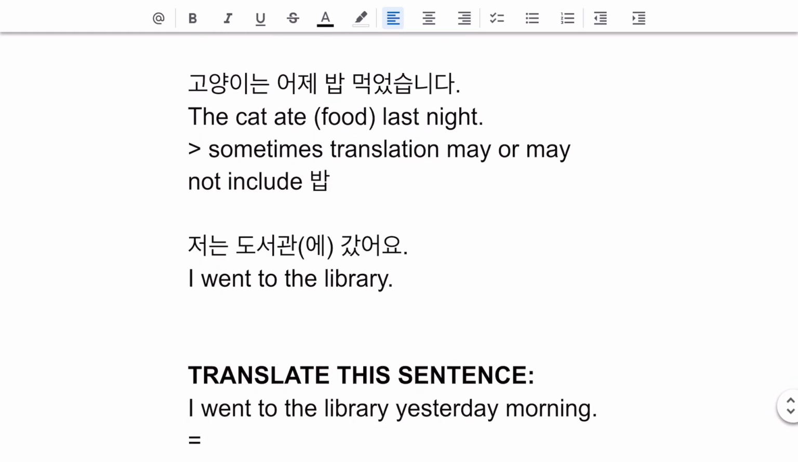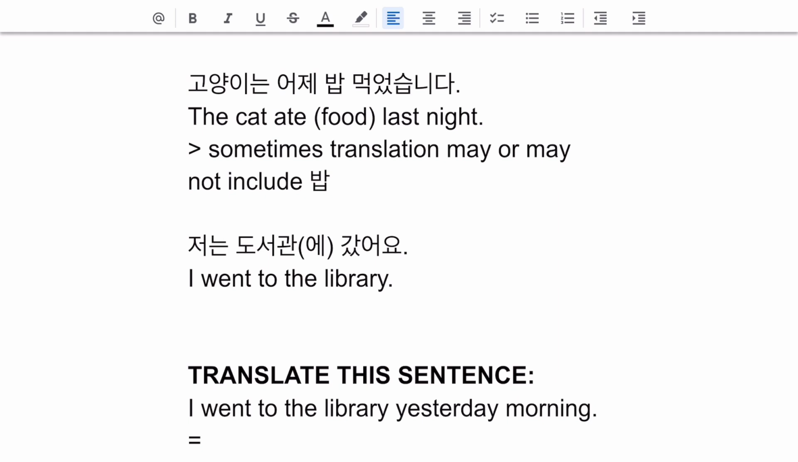Okay, next example. The cat ate (food) last night. I put the food part in parentheses because sometimes the translation doesn't specify that there's food. Sometimes it just says the cat ate, but in Korean, we have to say what specifically you ate. So that's why I put food in there. 밥. 고양이 is our topic. 고양이는 어제 밥 먹었습니다.